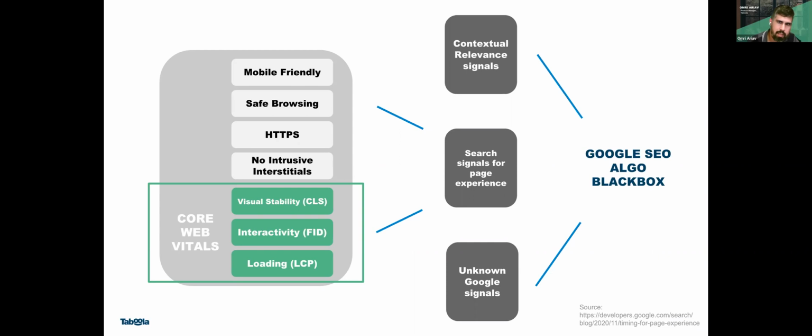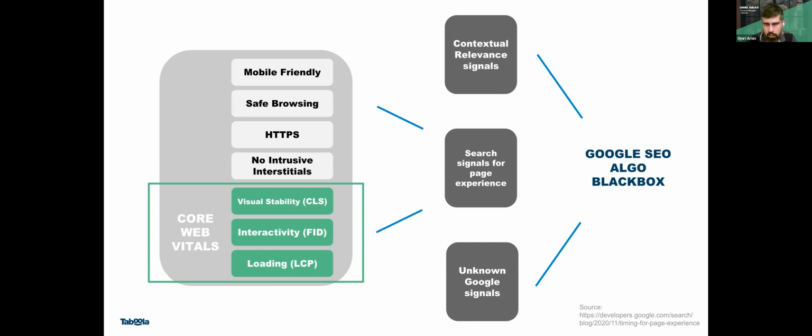And then within the search signal for page experience, the core vitals are an addition to the current page experience signals, which are mobile friendly, safe browsing, secure browsing, and no intrusive interstitial ads. So now Google is adding 3 core vital signals: visual stability, CLS, cumulative layout shift, and we'll explain what that means later, interactivity or first input delay, and loading or largest contentful paint.